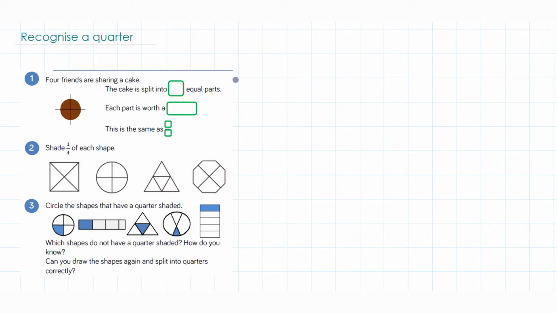Now on to the other independent tasks. Question 1, filling in the blanks here, based on the image here. Number 2, shade 1/4 of each shape. And number 3, look at those shapes. Which ones have a quarter shaded? Which ones do not? And how do you know? And can you fix those ones? Can you draw them again and show 1/4 correctly?